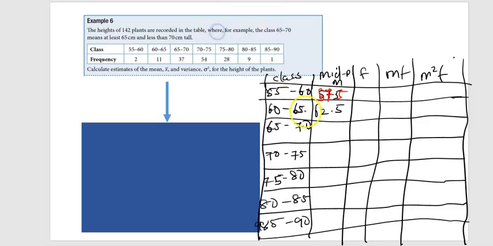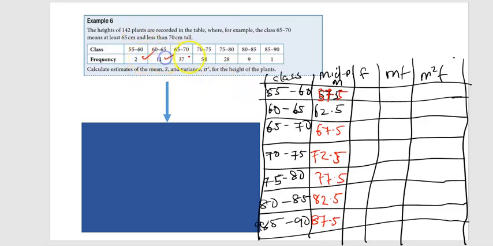So looking at the midpoints, this is 62.5. 65.5 plus 70.5 divided by 2 is 67.5. Then 72.5, 77.5, 82.5, and 87.5. Compute that: 85.5 plus 90.5 divided by 2 is 87.5. Good. Now we can look for the frequencies given in the table.